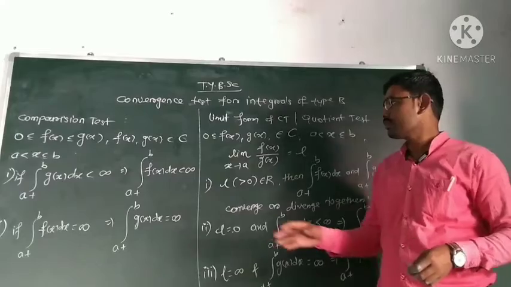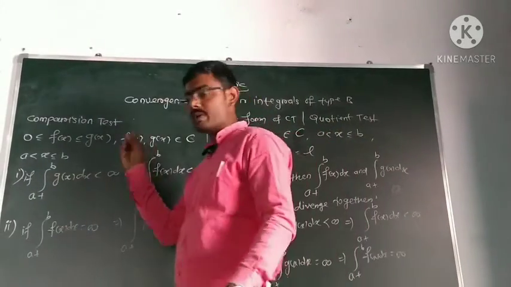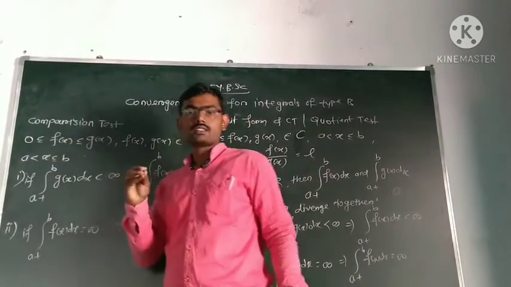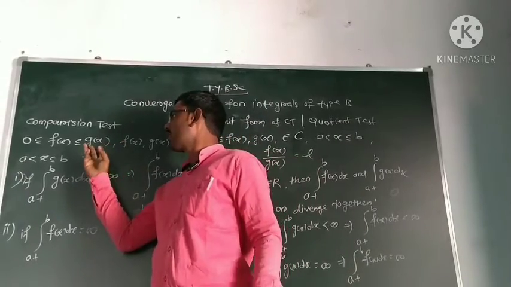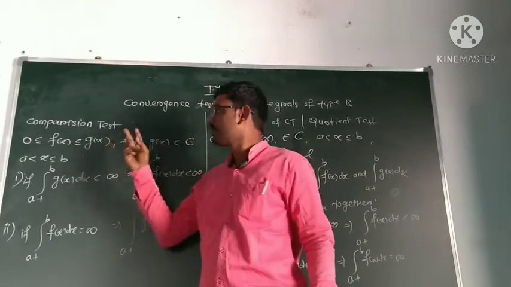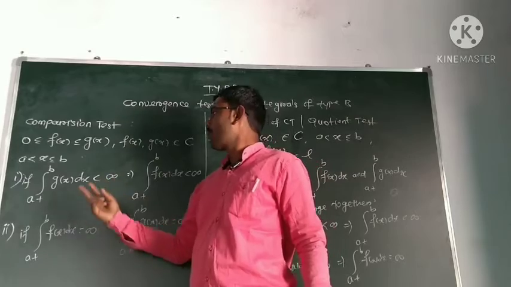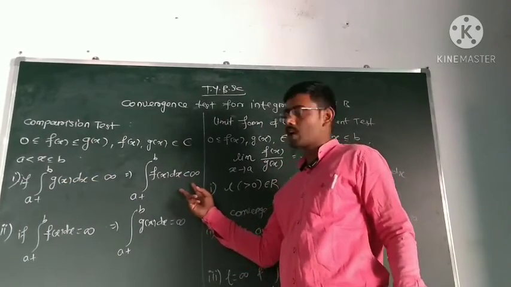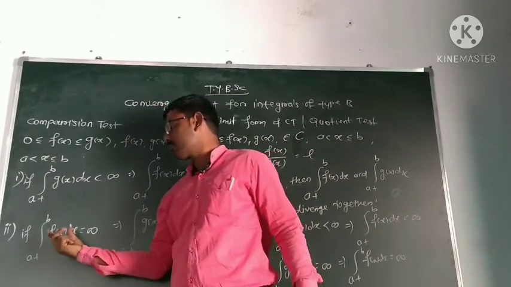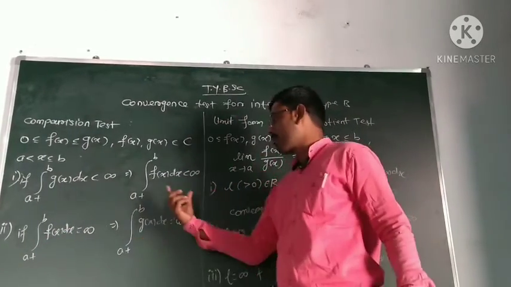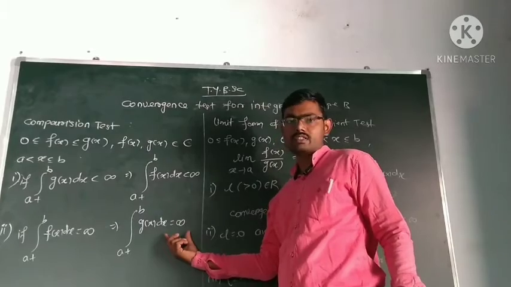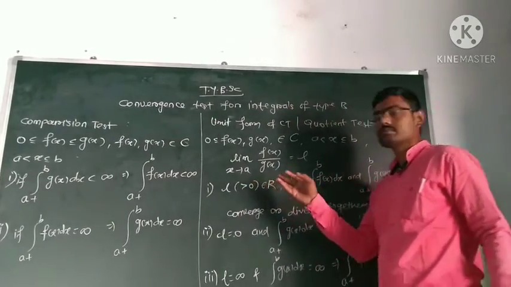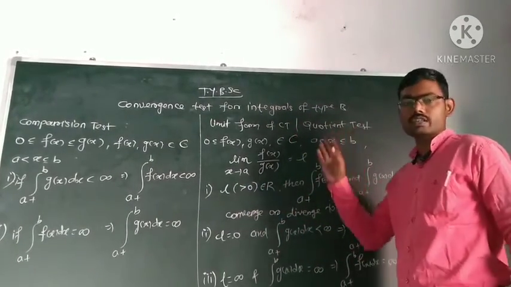I will repeat. First, the comparison test. There are two functions and one function is greater than or equal to the other function. So there is a comparison. If the improper integral of the bigger function is convergent, then the improper integral of the smaller function is also convergent. If the improper integral of the smaller function is divergent, then the improper integral of the bigger function is also divergent. Then the limit comparison test or quotient test.